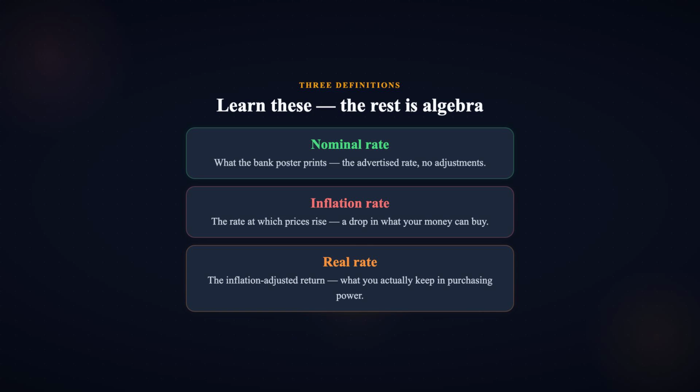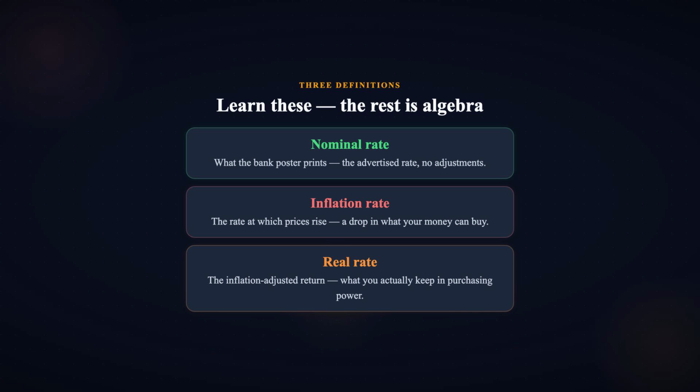Second, the inflation rate. This is the rate at which prices increase. When groceries cost more this year than last year, that rise is inflation. Some people call it a thief, because inflation is a drop in the purchasing power of money. Your dollars still exist. They just buy less.